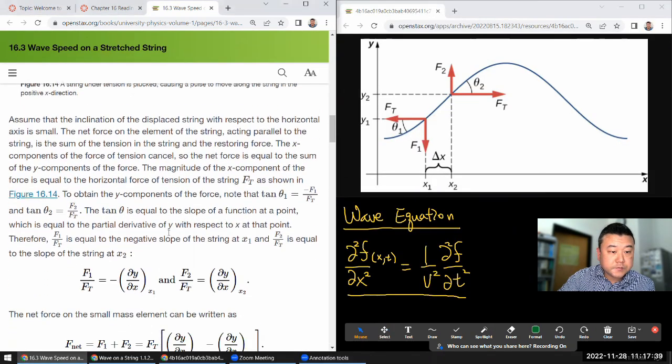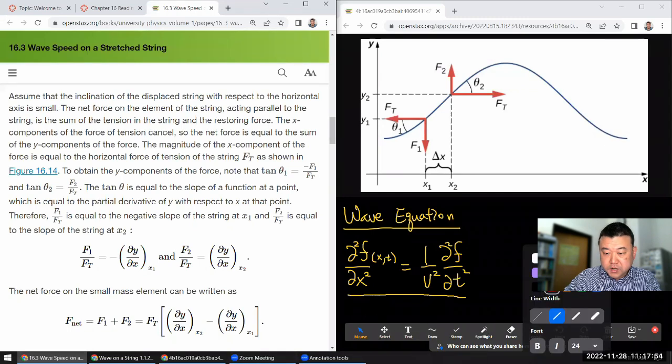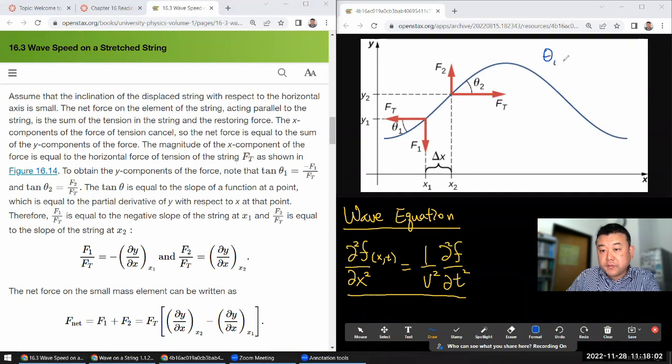Okay, assume that the inclination of the displaced string with respect to the horizontal, like this dotted line, is small. So what they are having you do is make this approximation that the angles theta 1 and theta 2, expressed in radians, are much less than 1. They are using the small angle approximation that you have seen elsewhere in the course. And so it's good to keep in mind what this small angle approximation involves. It implies the following things for the common trig functions.